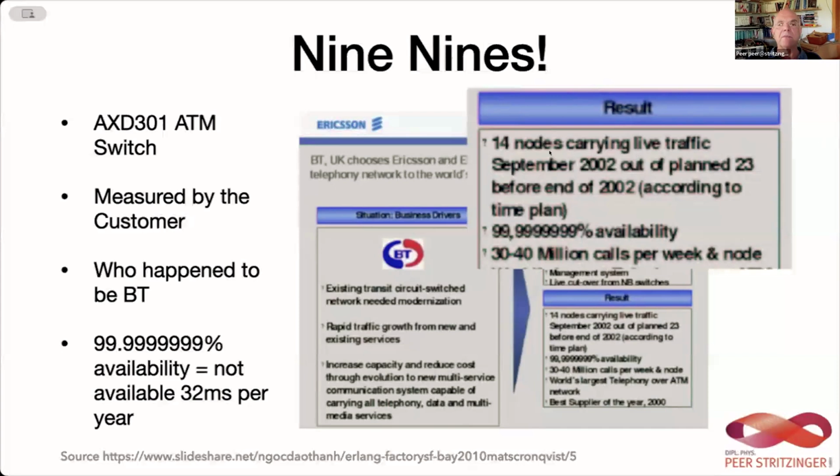They planned until 2002, and on this trial run in a live system, doing 30 to 40 million calls per week and node, they achieved 9 nines of availability. So this is 99.9999999% availability. This is extremely good. In telco, you are in business if you can achieve 5 nines of availability. 9 nines means 32 milliseconds per year not available. So this is extremely good.